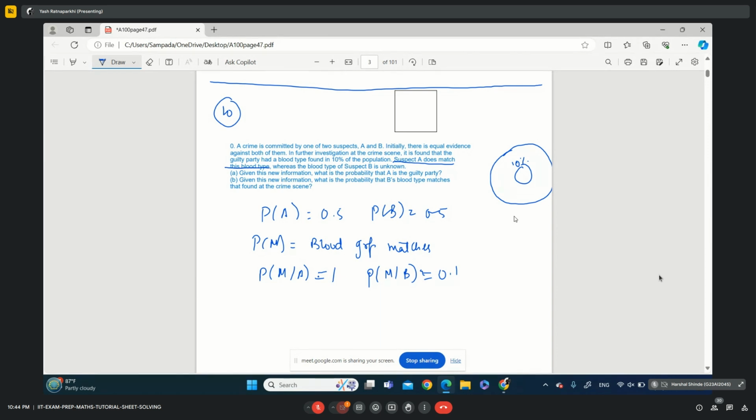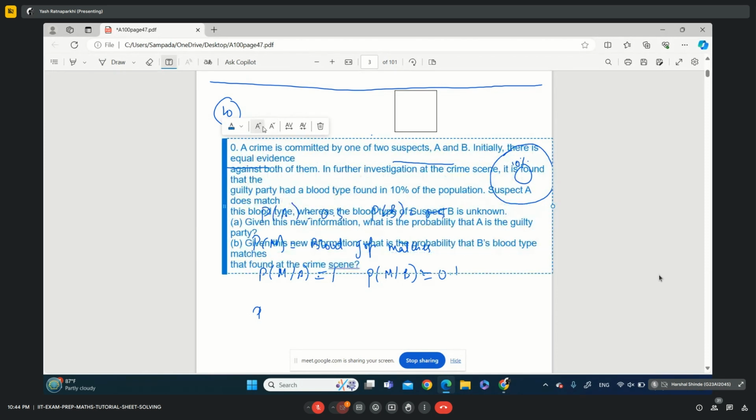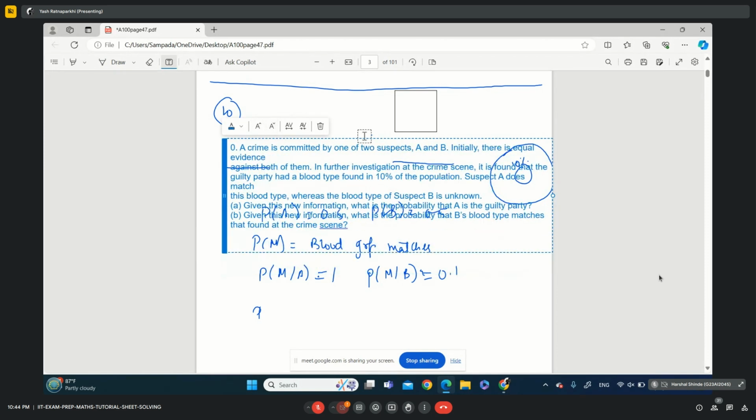Yes. Okay, great. So what we need to find is the probability given this new information. What is the probability that A is the guilty party? Can you zoom in on the question a little bit? Thank you so much. I hope now this is clearly visible to you.